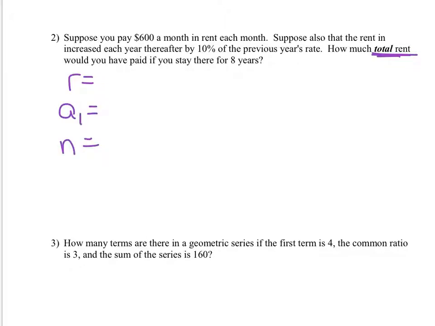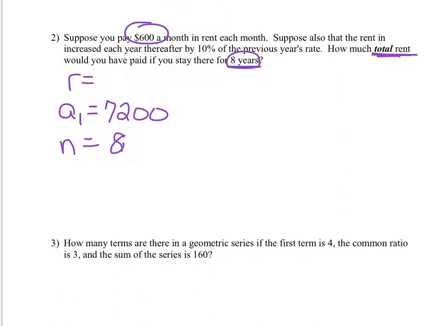So not just how much he pays every month, but how much he's paid total in 8 years. So 8 years is great. Now, interestingly enough, we're talking years here, but he pays $600 a month. So 600 times 12, that would be my first year, 7,200, because it's not monthly. He is paying monthly, but we want to know over the course of years. So my thing is going to be years.